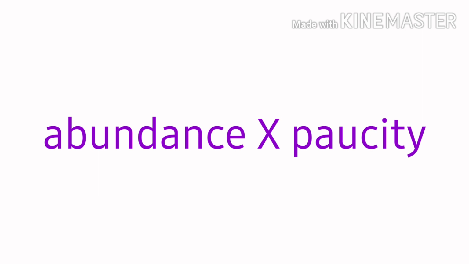Abundance and paucity. Abundance is a huge amount, plentiful, as much as you want, whereas paucity means shortage, dearth. Paucity means shortage, dearth also means shortage. So, abundance means plenty and paucity means shortage. Hence, these two words are antonyms.